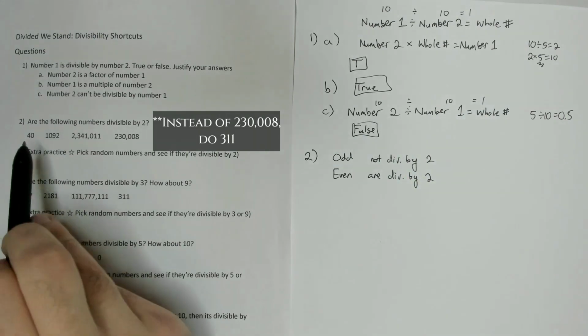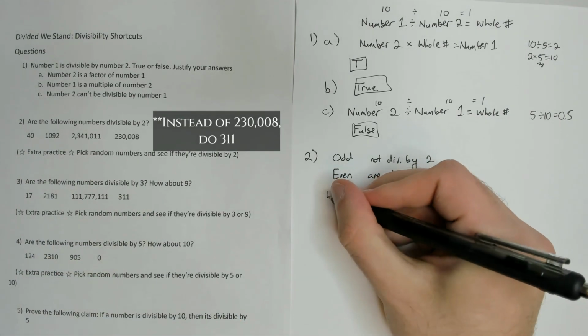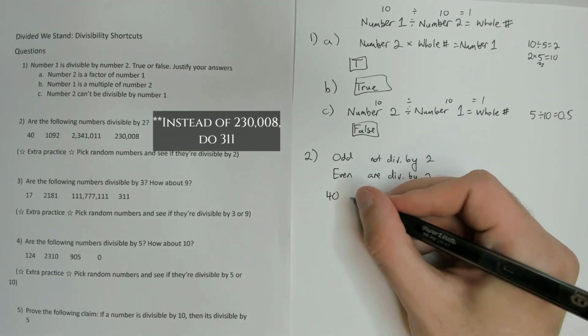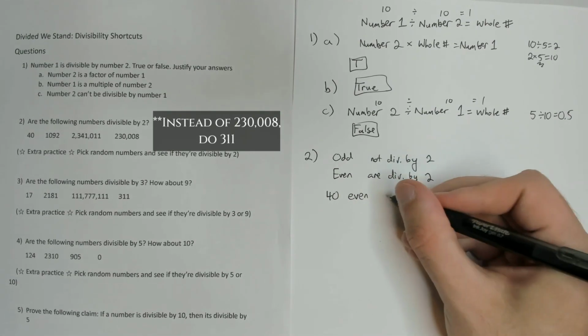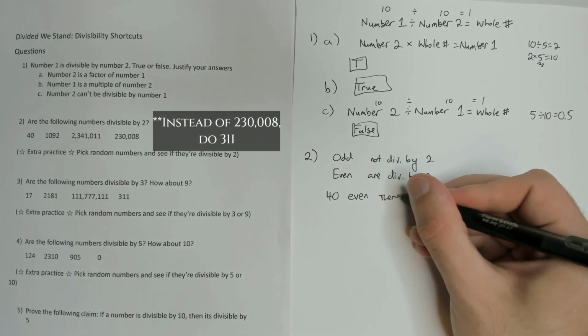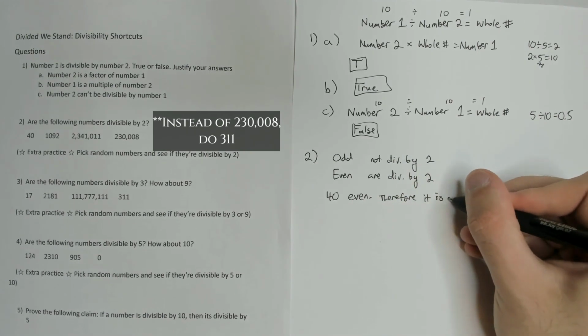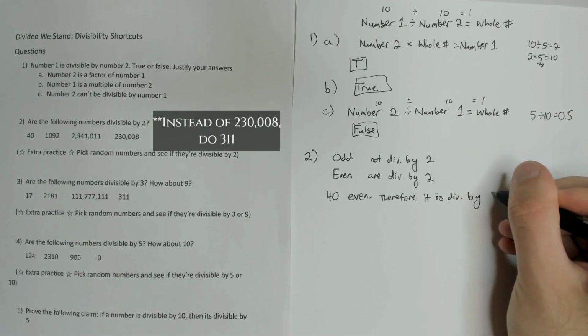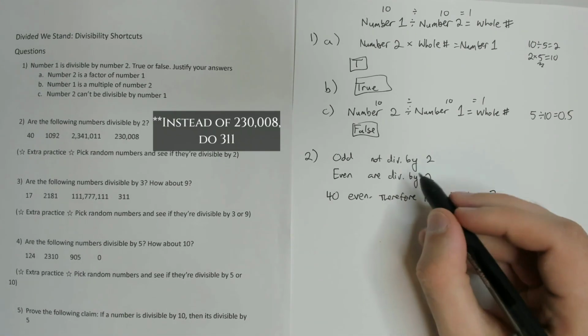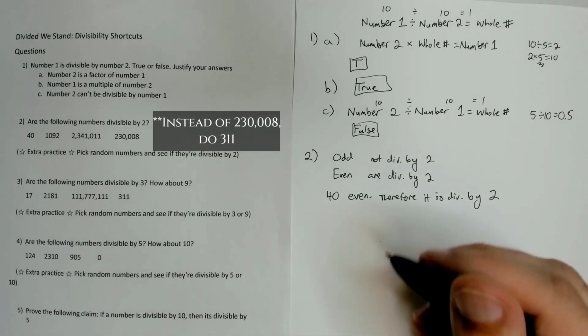All right, so we just have to check if these are odd or even. So 40, that ends in a 0, so that number is even. So therefore, it is divisible by 2. And I'm just using div dot to be a shorthand for divisible.